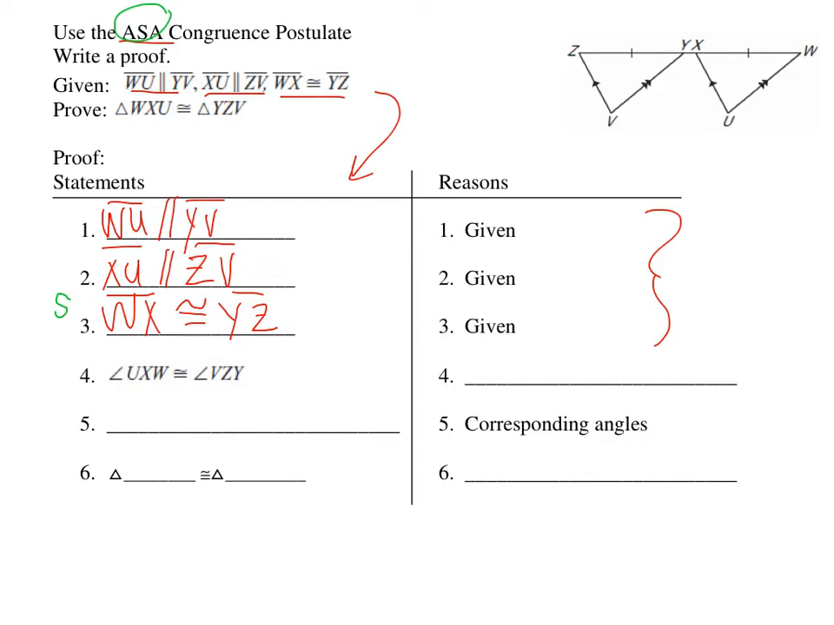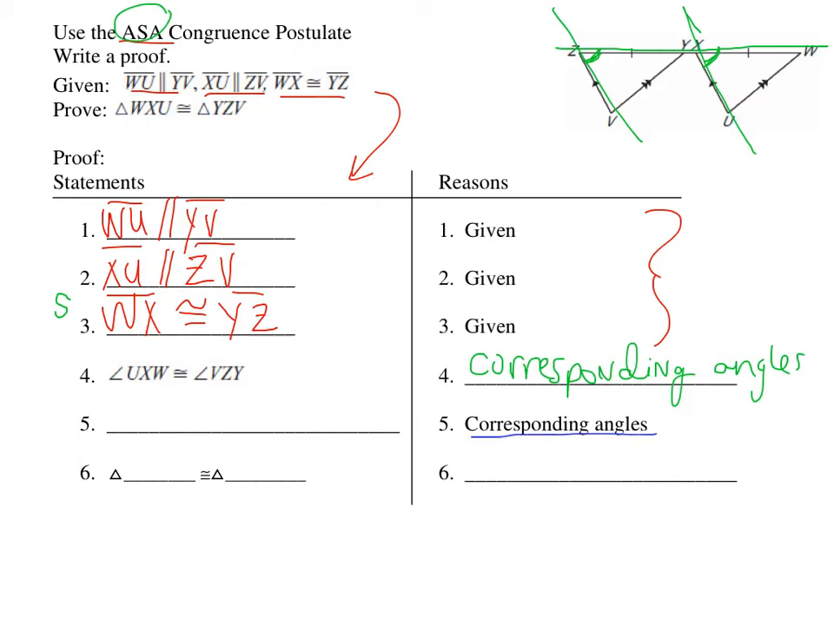In this first one that is given to us, UXW, which is right here in my triangle, is congruent to VZY. So those two angles are congruent. And the reason why is because we have two parallel lines and our transversal line going through them, and those green angles are corresponding angles.